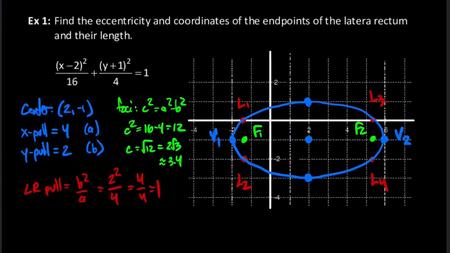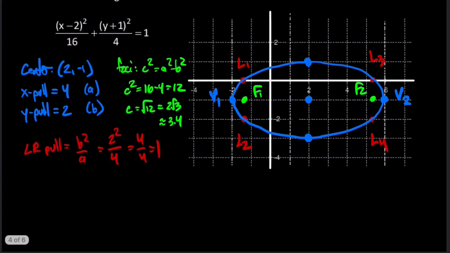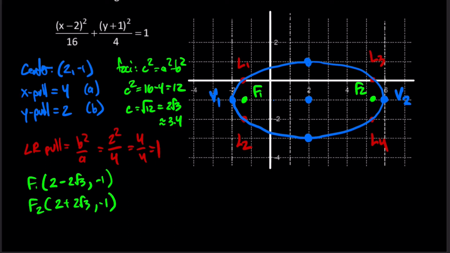So now, how do we come up with all those coordinates? Coordinates of the endpoints of the lateral rectum. Well, I'm going to use the coordinates of the foci, and I'm going to add 1 to the y and subtract 1 from the y. Well, how do you get this coordinate? You start with the center, and you subtract c. So minus 2 radical 3 from the x coordinate. So it's helpful to get the foci first. F1 is going to be (2 minus 2 radical 3, -1). And F2 is going to be (2 plus 2 radical 3, -1).